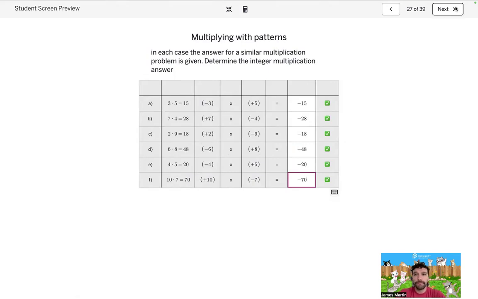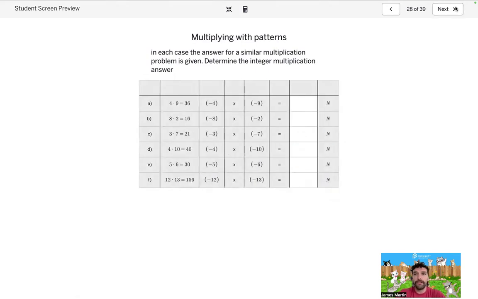Let's move on. We're at slide 28 right now. Same thing here. I want you guys to pause the video. Actually, we'll do the first one together. We have 4 times 9 is 36. Here we have negative 4 times negative 9.